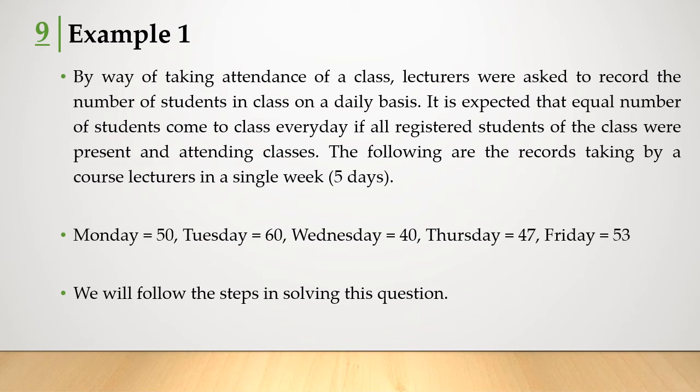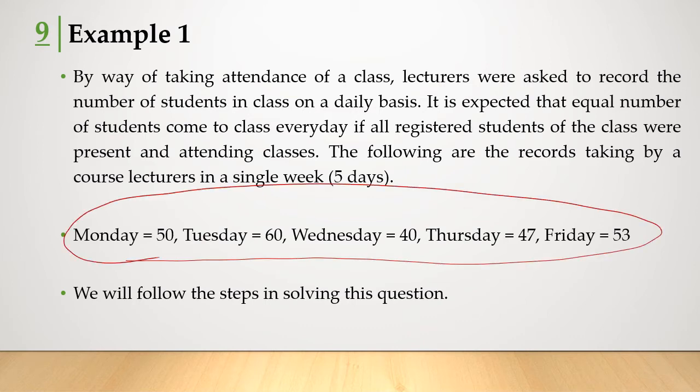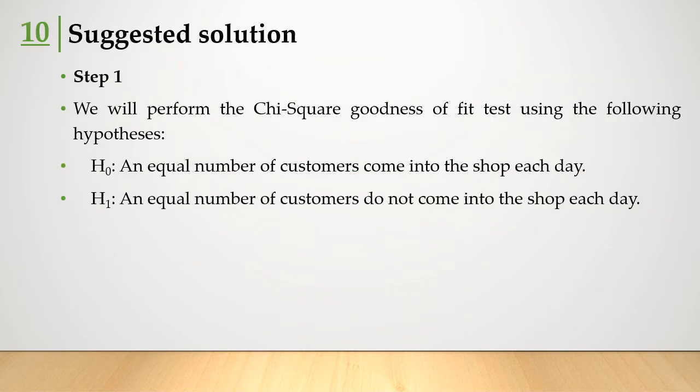The following are the records taken from Monday to Friday: 50, 60, 40, 47, and 53. We will follow the steps in solving this question appropriately. First step is to perform the goodness of fit test using the hypotheses, and yes, state them first. So how do we state the hypothesis? An equal number of customers come into the shop each day.